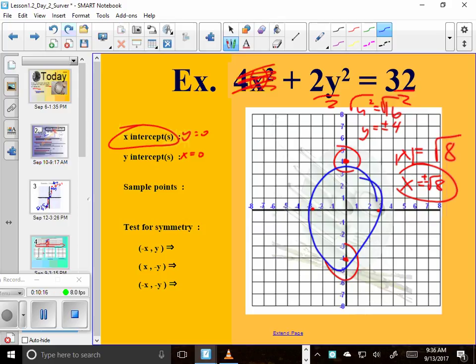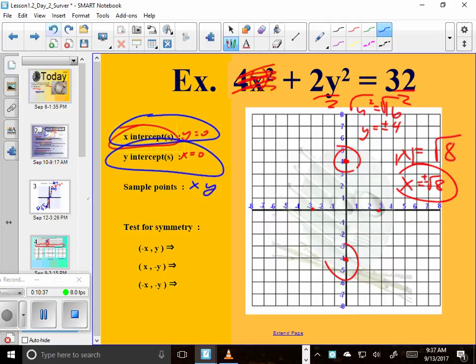All right, so this is kind of slow to try to graph this thing. Okay, takes a while. But it is valuable for you to know how to find x-intercepts and y-intercepts, and then you can tell if they're reflecting whether or not you're getting the right kinds of symmetry. Okay, so that's helpful. Sample points.